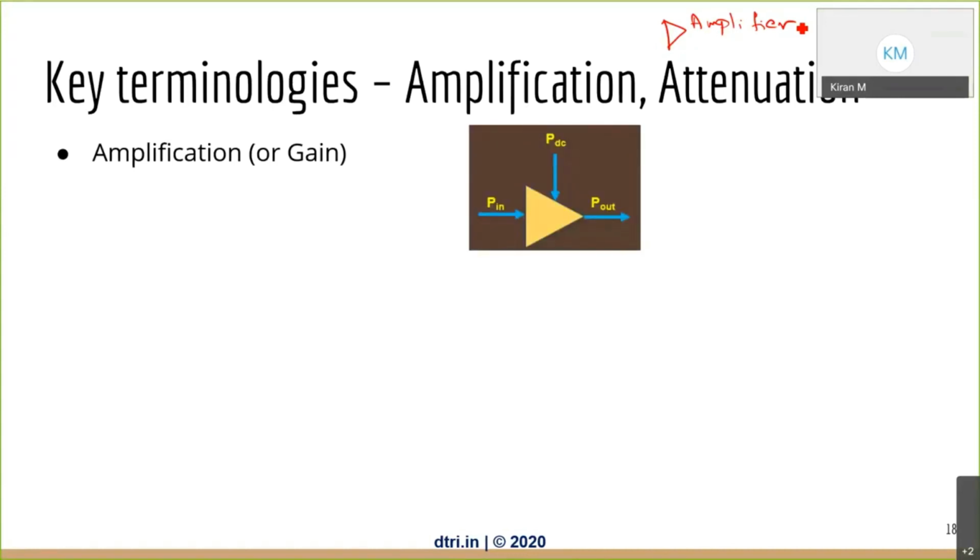If you look at this symbol, this is a power amplifier, or an amplifier. P in is the input power, P out is the output power, PDC is the supply. It can be coming from your phone battery, or if it's some other device which has a wall supply, then it is coming from that. It's power that you're supplying. PDC means it is a DC supply. P in and P out are the RF signals, so these are not DC. These are all analog signals. These are RF. This is DC because it is the power supply.